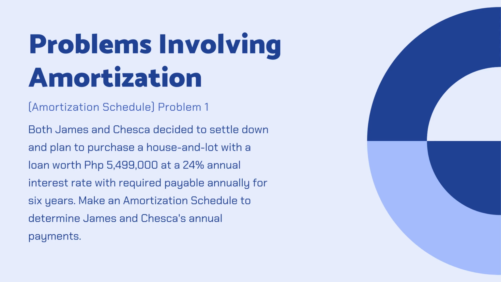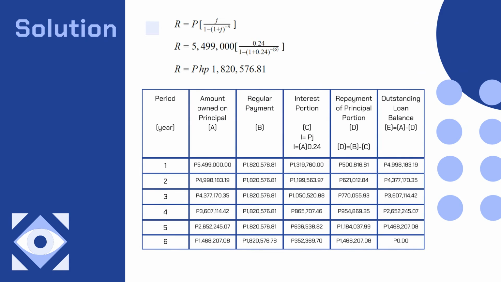payable annually for 6 years. Make an amortization schedule to determine James and Cheska's annual payment. To make an amortization schedule, we first have to solve for the amount of regular payment, which is 1,820,576 pesos and 81 centavos. This will be used to fill up column B.